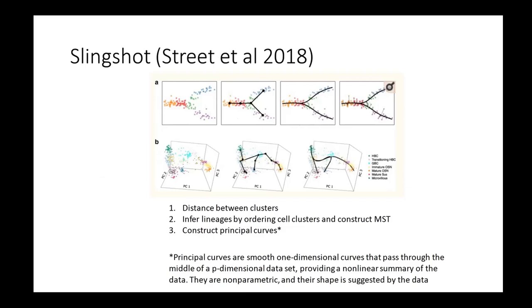principal curves. You can have a look if you write question mark slingshot and add the library slingshot, for the reference of principal curves and how they're calculated. But this is how they function. And so at the end, what you can then do is project down the cells onto the principal curves that you have generated, and then you will be able to infer where they are on the trajectory.